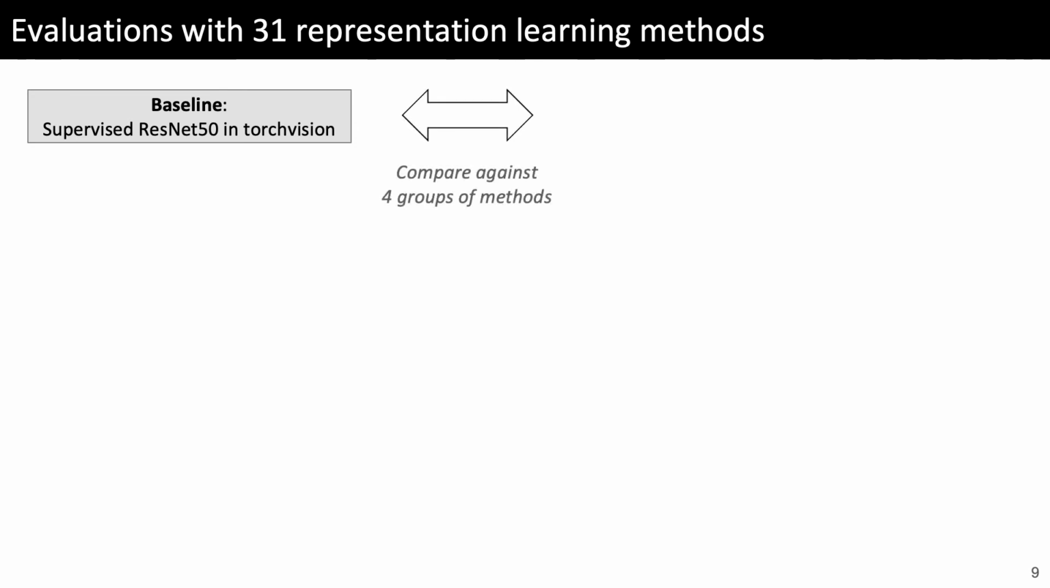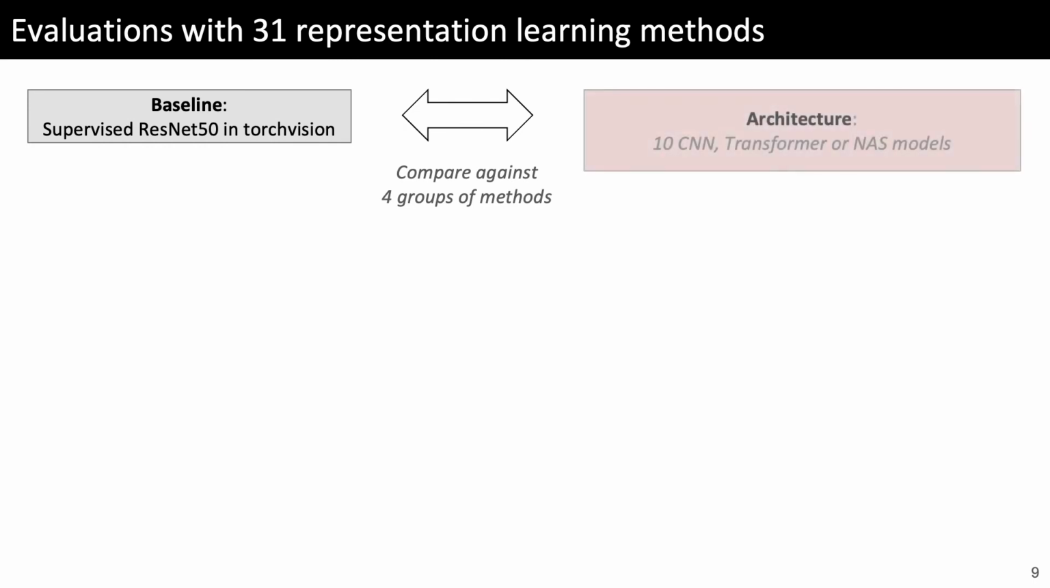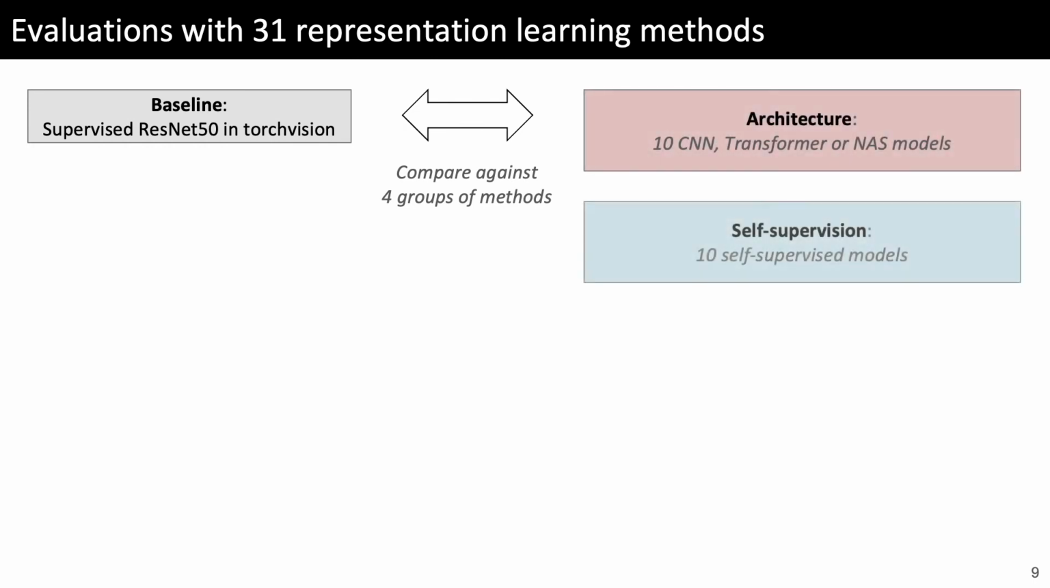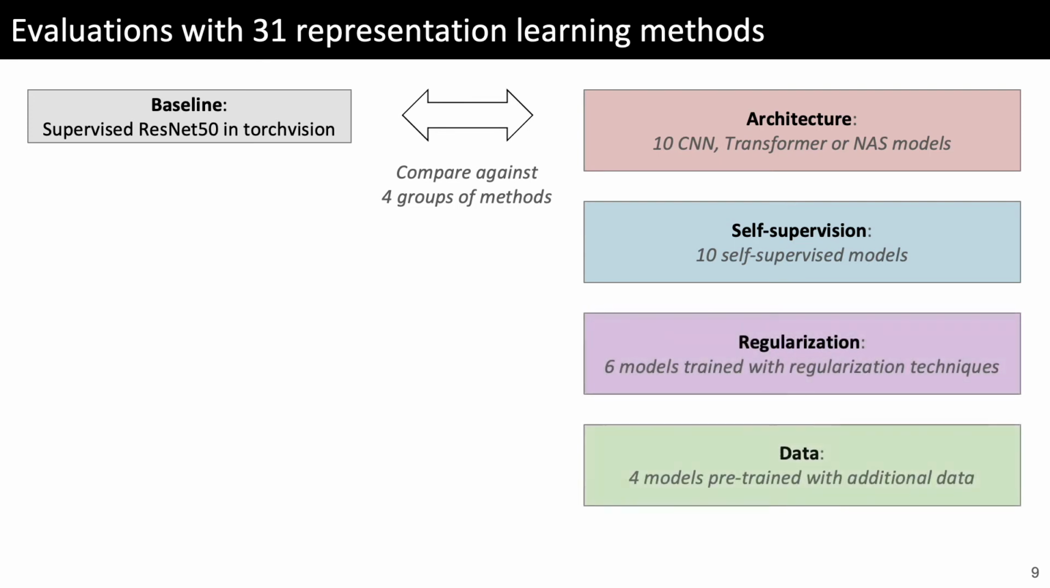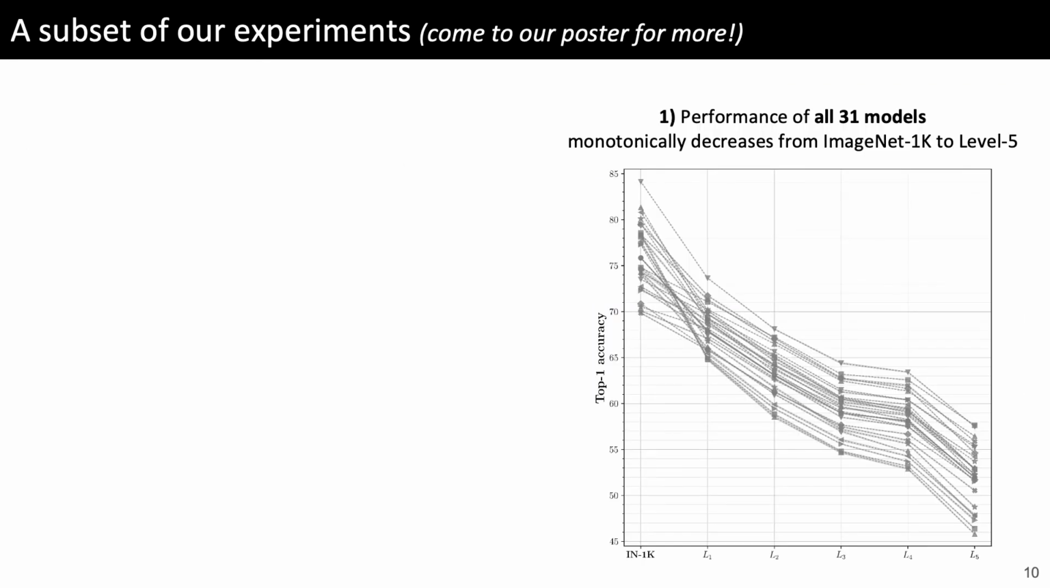We perform an extensive analysis using 31 recent representation learning models. First, a baseline model, supervised ResNet 50, available in TorchVision. Then we compare this baseline against the remaining 30 models that we put into 4 groups: the architecture group, the self-supervision group, the regularization group, and the data group. The outcomes of a subset of our experiments include the following.